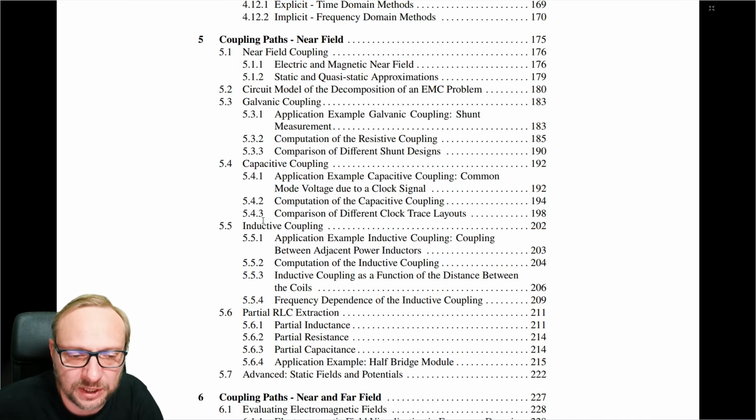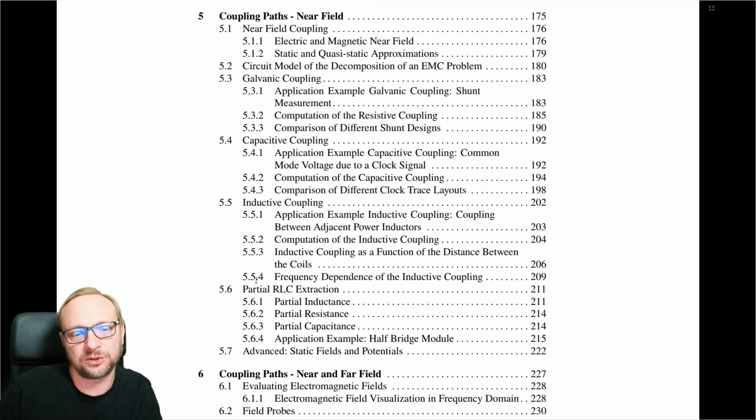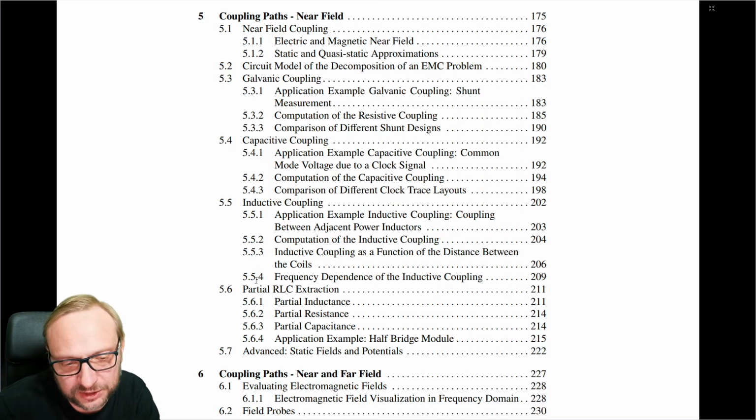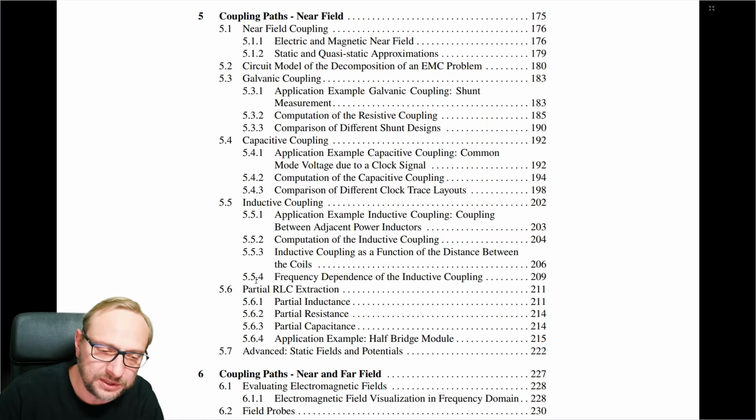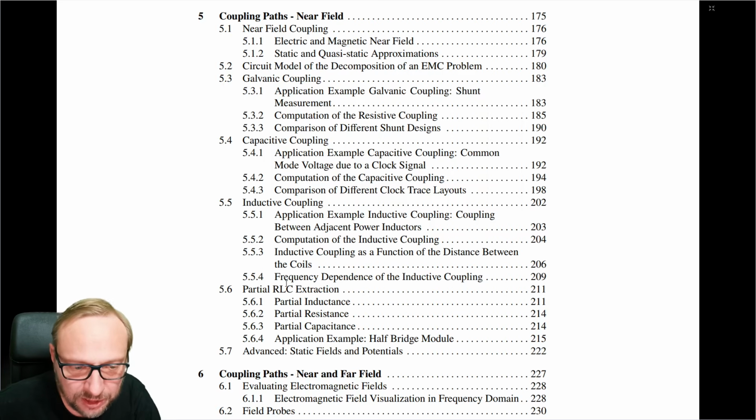Galvanic, capacitive, and inductive coupling. And then we say, okay, there is a method where we can do the RLC extraction in one go from the one and the same simulation model. And this is a partial RLC extraction. It's a very common way where we, instead of manually extracting, we build a SPICE model of the coupling path, which contains all RLC elements.